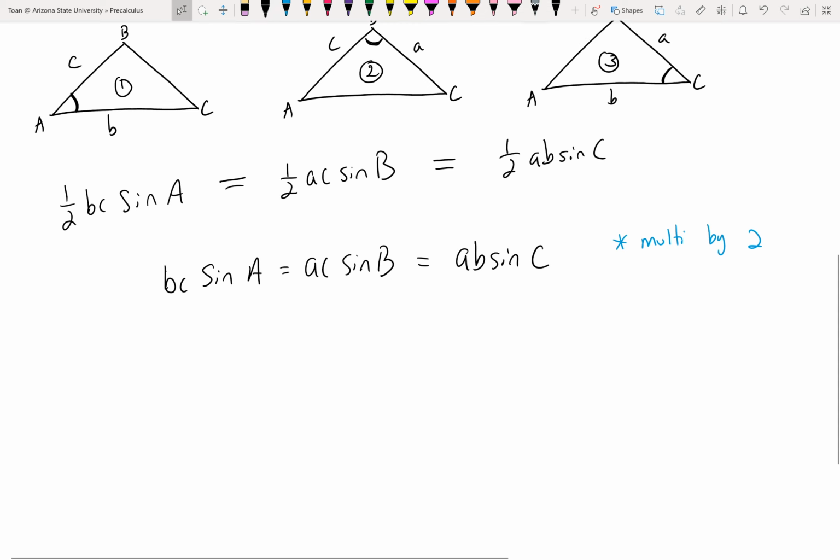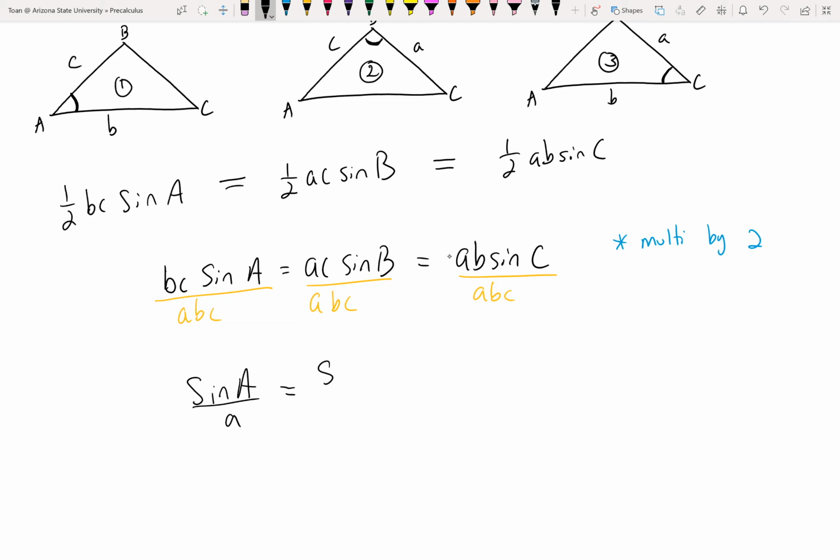And then at this point, what I want to do is divide everything by all the side lengths. So we're going to divide everything by ABC. And again, this is completely legal to do because you're balancing the equation. Notice in the first fraction, the BCs will cancel out, and it'll give us sine A over little a. In the middle here, it'll give us sine B over little b because the AC cancels out. And on the third side here, the AB will cancel out, giving us sine C over little c.